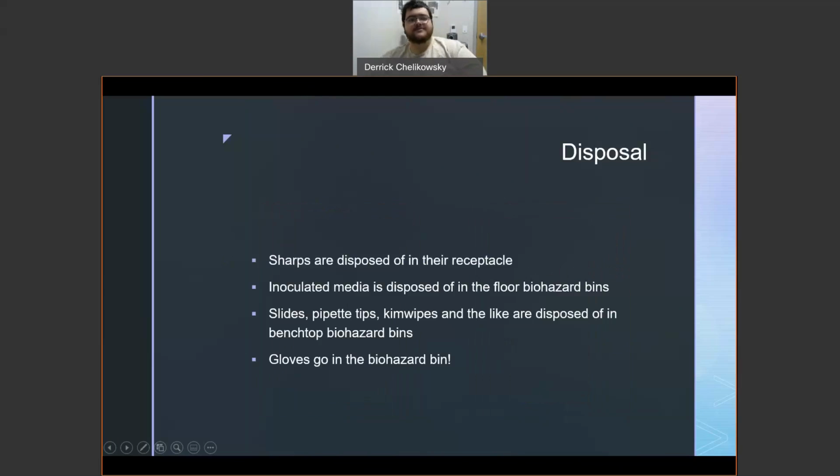Now, disposal and tips. Sharps are disposed in their personal receptacle. Inoculated media is disposed of in the floor biohazard bins. Slides, pipette tips, Kimwipes, things that you would use at the benchtop are disposed of in the benchtop biohazard bins, and your gloves go in the biohazard bin. It is a massive safety violation if the gloves end up in the trash can.